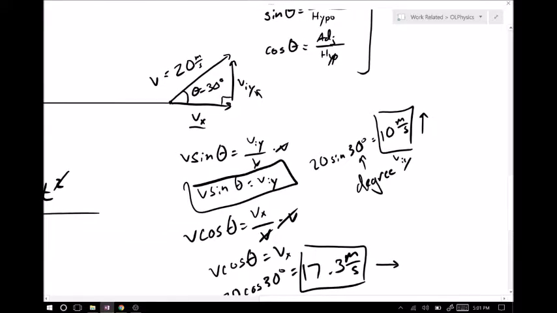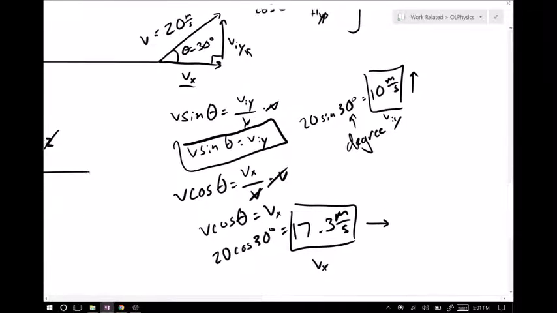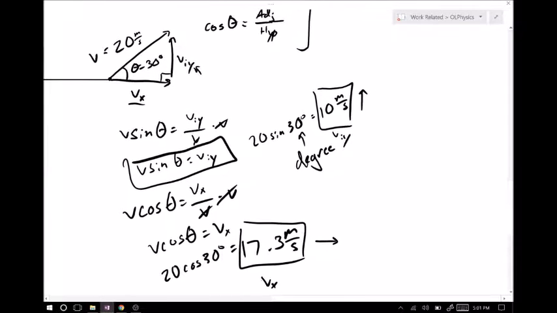Please be careful though. For example, my vector that I have drawn this way, I could have just as easily drawn this way. If I drew it that way, that's actually still okay. The only issue is that now this angle is 60 degrees and my vertical has switched with my horizontal. So now the horizontal is the opposite side and the vertical is the adjacent side. So be careful with that. If you always draw them where your horizontal velocity is resting on your horizontal plane, you can pretty much use V sine theta as your initial velocity and V cosine theta as your Vx.